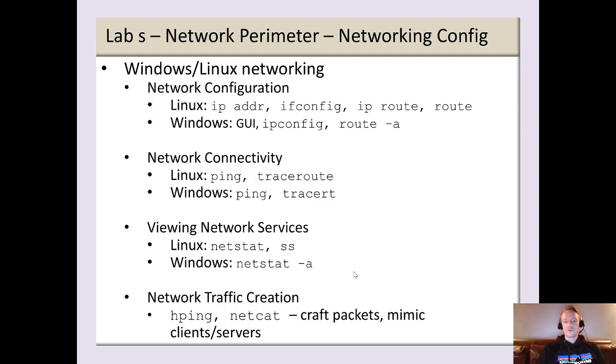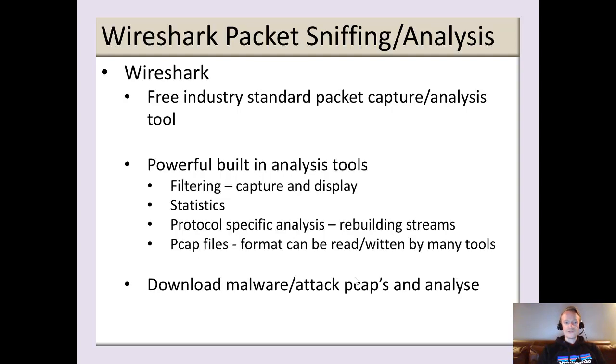And then we've got things like traffic creation, so hping and netcat, crafting different types of traffic, mimicking clients or servers. So netcat's excellent for quickly creating servers and connecting to it, so moving things around the network. And hping's very good for crafting particular types of packets, data, different protocols, mimicking denial of service attacks and such like.